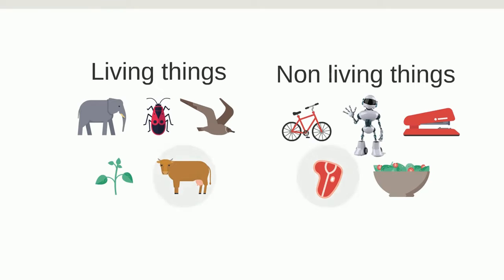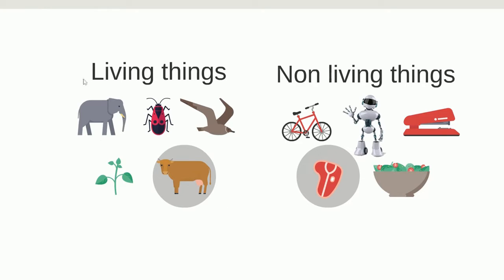The things are not that easy. Think, for example, of the cow or the meat that is coming from a cow. It's very complicated to know why the cow is a living thing and the meat is a non-living thing. They are made of the same things, they have the same components, they're almost the same. So why is the cow a living thing and why is the meat a non-living thing?